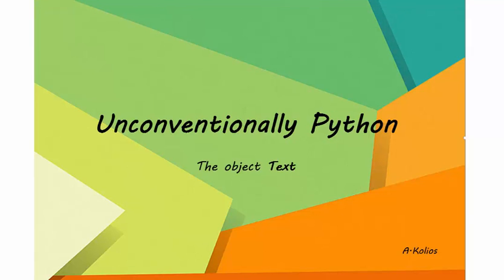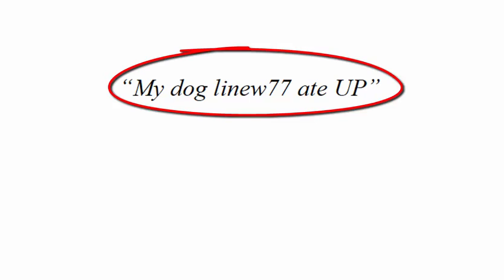Objects of the class text are strings, a sequence of characters, in other words, enclosed in quotation marks. This is an example of a string, a sequence of characters enclosed in quotation marks, managed by the computer as one thing with no special meaning.